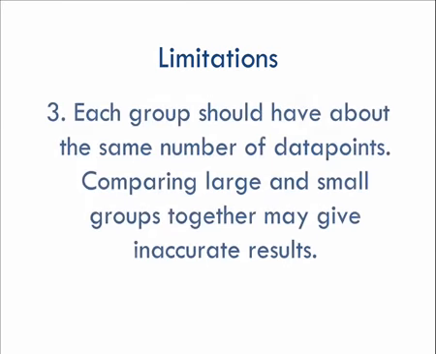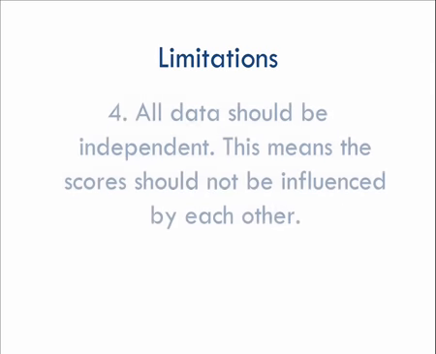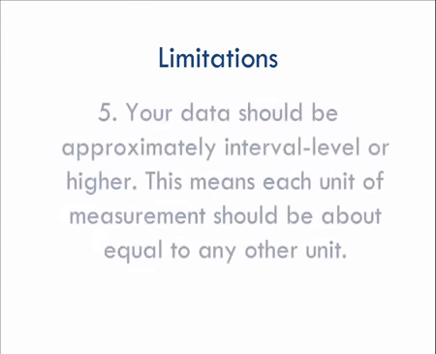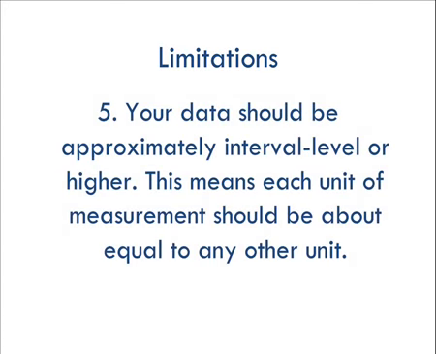Third, you should have close to the same number of scores in each group. Comparing a large group to a small group can lead to inaccurate results. Fourth, your data points should be independent of each other. That means the outcome on one score should not influence the outcome on another score. Fifth, your data should be at least interval level or close to it. This means that one unit of your score is equal to any other unit. If you're using ranks, like first, second, third, your results may be inaccurate.